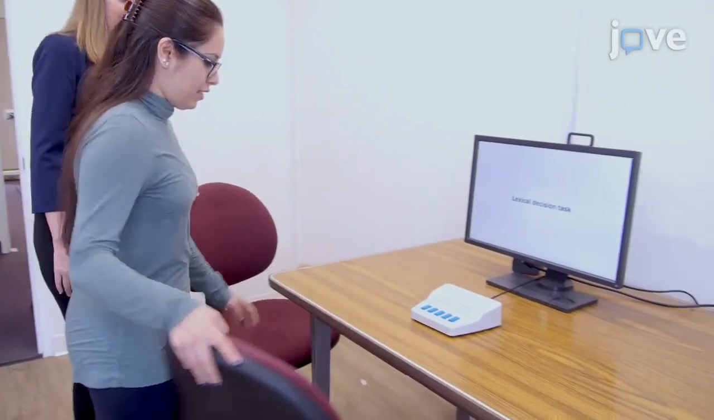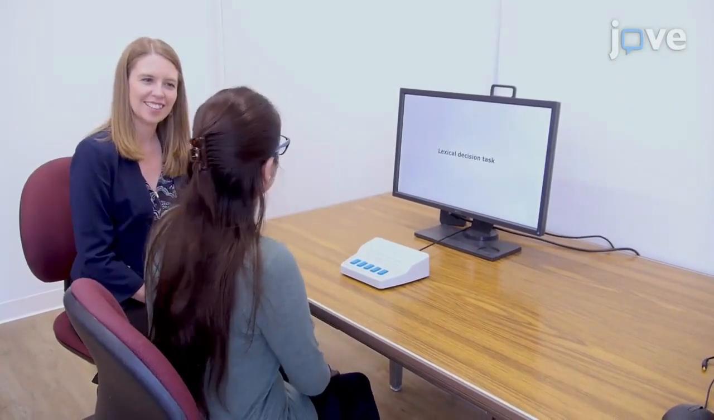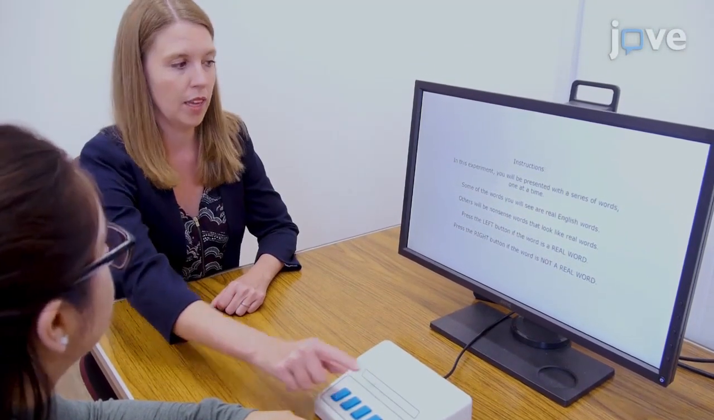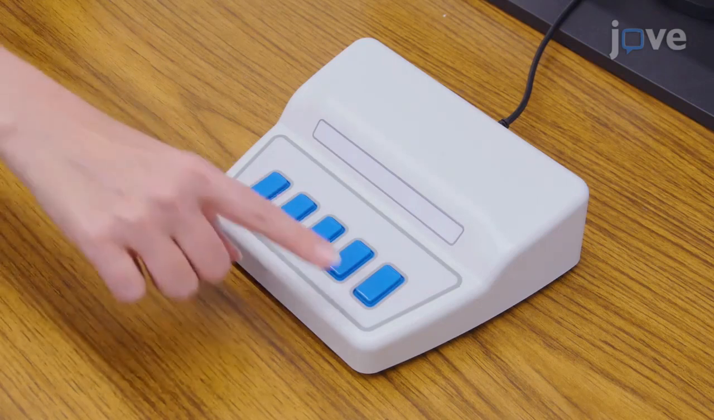Place the participant in front of a computer monitor at a viewing distance of about 80 centimeters in a normally lit room. Press the left button if the word is a real word. Instruct the participant to decide as quickly and accurately as possible whether the letter string on the screen is a real word or not by pressing one of two corresponding buttons.